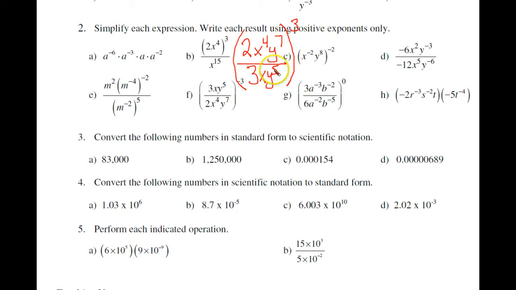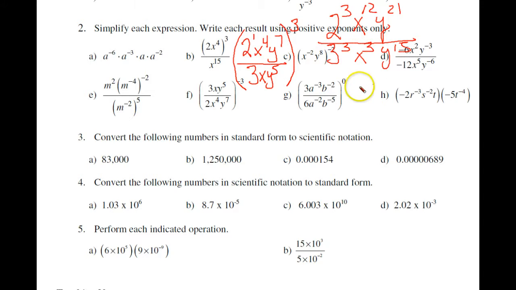Now you could do it the other way too. So this is going to be 2 to the third, right there, x to the 12th, y to the 21st, over 3 to the third, x to the third, y to the 15th.